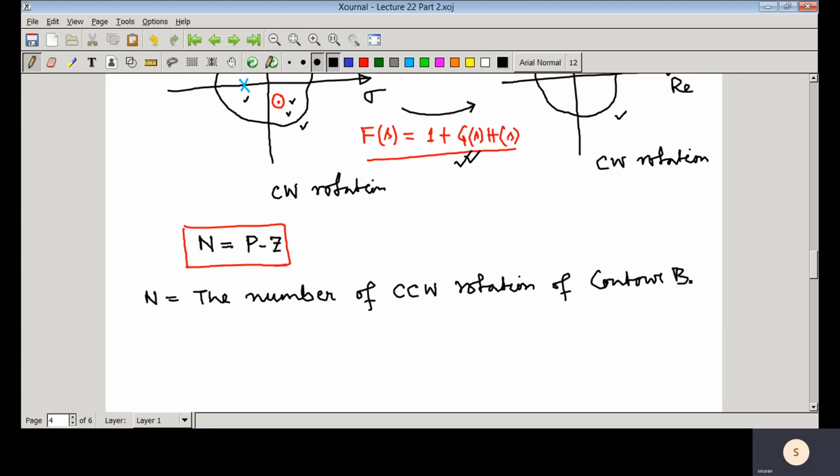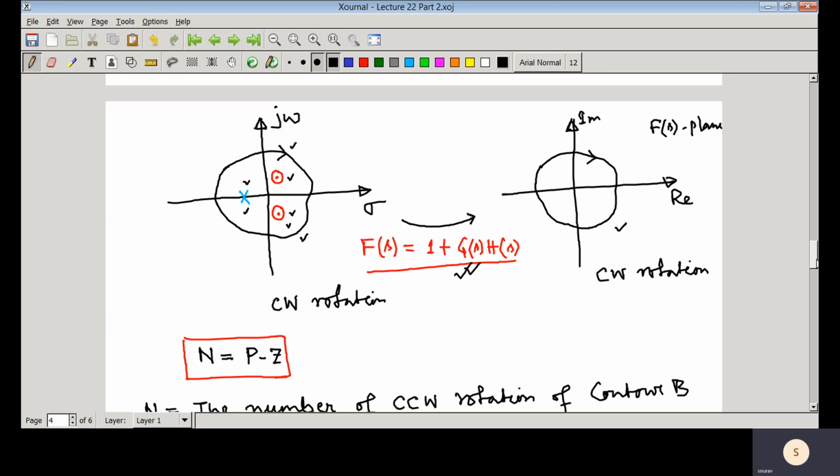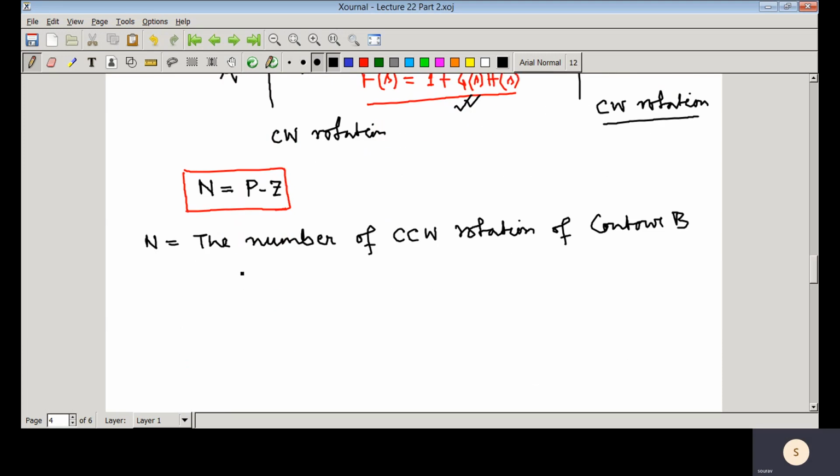B. So let us say that this is contour A and this is contour B. So this is actually the counterclockwise rotation. In this case we have taken clockwise rotation. So N indicates the number of counterclockwise rotations of contour B about the origin. About the origin.